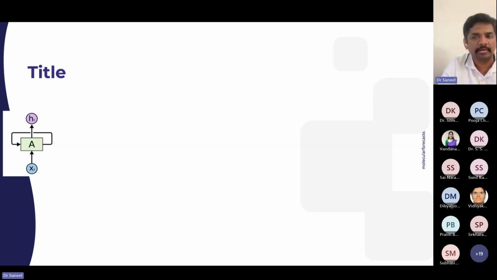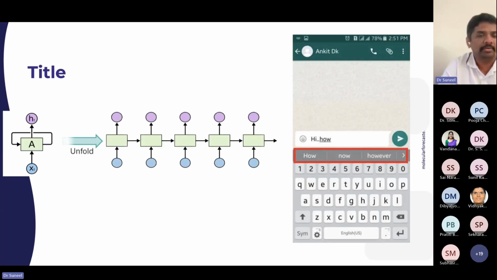RNNs are nothing but recurrent neural network models, a type of deep learning model that can be used to generate text. A very simple example is WhatsApp. When you use an iPhone or Android phone and you're sending an SMS or a WhatsApp reply, you can actually see the next probable word. When you say hi, the next probable words are where, how, and something like that. Similarly, RNNs work in the same way, which is how text generation or text prediction comes up.